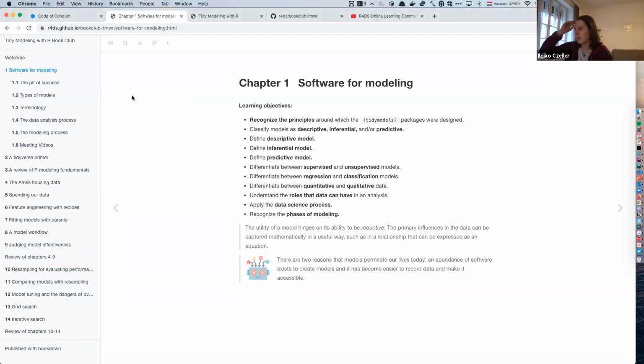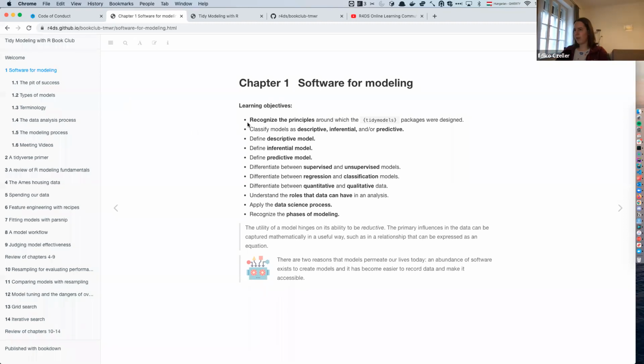It's about understanding what this chapter is about, or what we should know after we learned or discussed this chapter. So this is about what the tidy model packages are about, like a motivation for why to learn these packages.